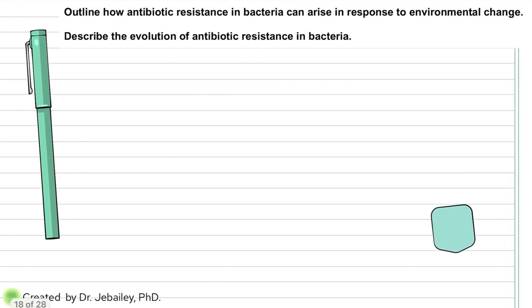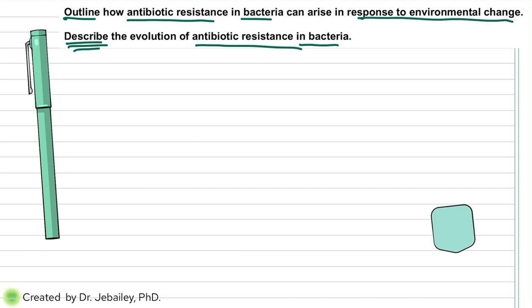So the next question says outline or describe. Now outline is more brief. When you describe, you can even draw if you want. And here it shows antibiotic resistance in bacteria in response to the environment. Now, even though the questions look different, they're asking exactly the same thing: talk about antibiotic resistance. So I'm going to explain one more time how antibiotic resistance works.